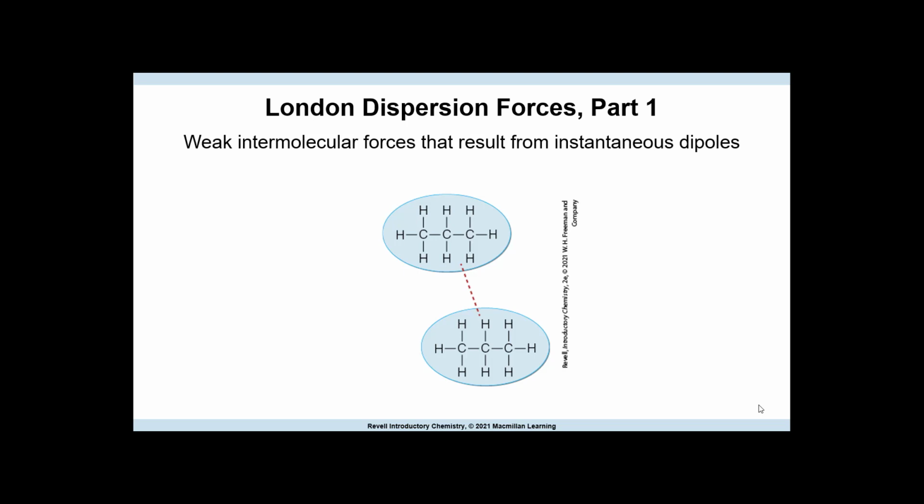So London forces. What about covalent compounds that don't have dipoles? At first glance, we might expect there to be no attraction between them. However, this is not the case. Even molecules with no overall dipole exhibit a weak attraction for each other. These forces of attraction are called London dispersion forces.